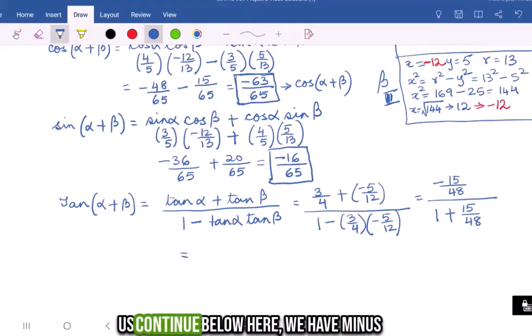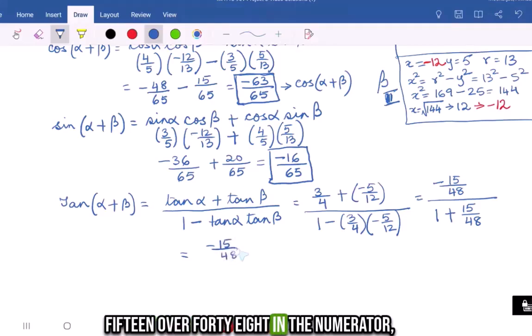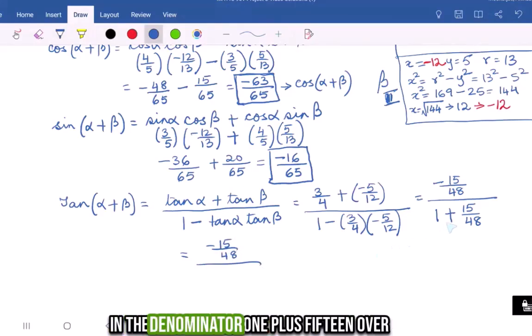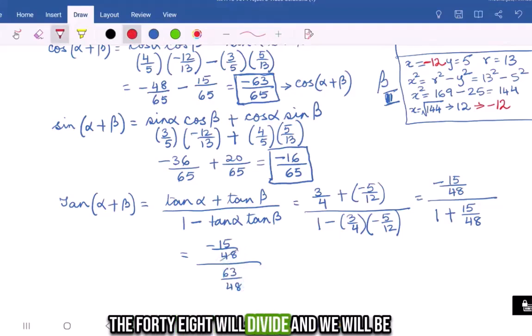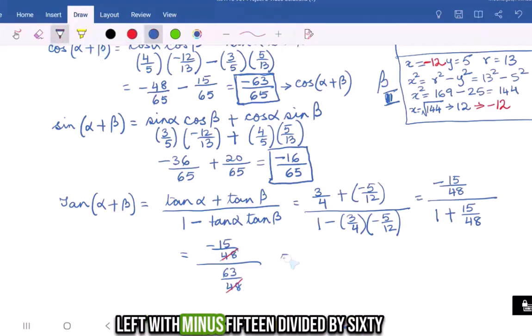So now let's continue below here. We have minus 15 over 48 in the numerator. In the denominator, 1 plus 15 over 48 gives us 63 over 48. And then the 48 will divide, and we will be left with minus 15 divided by 63.